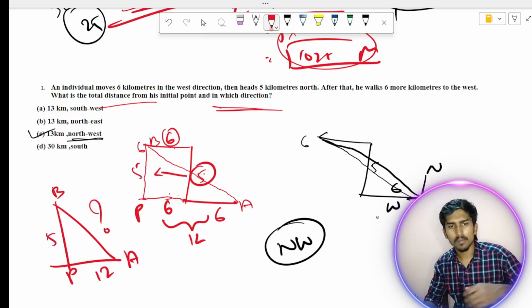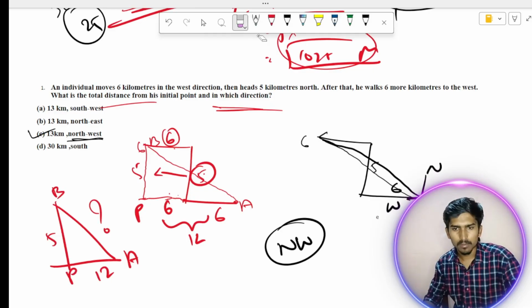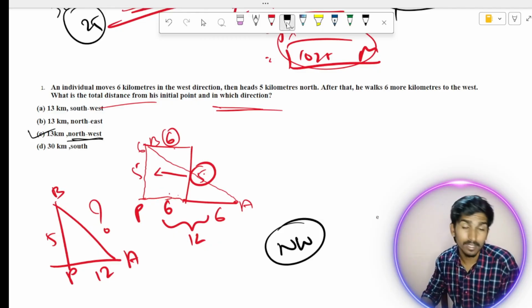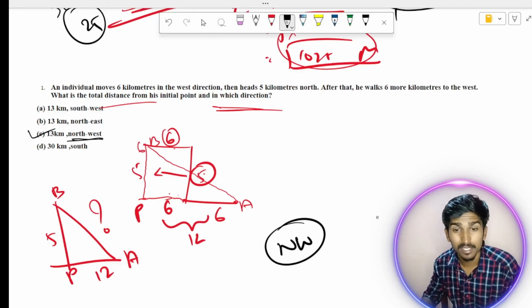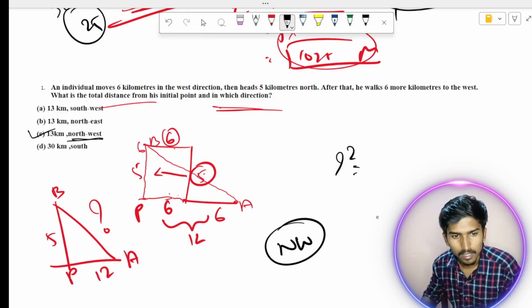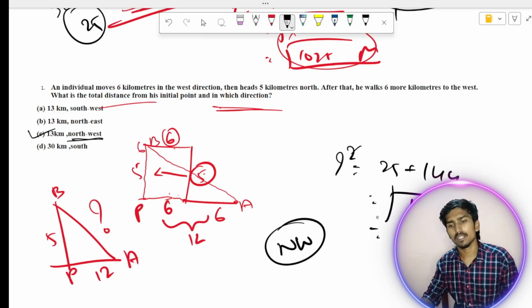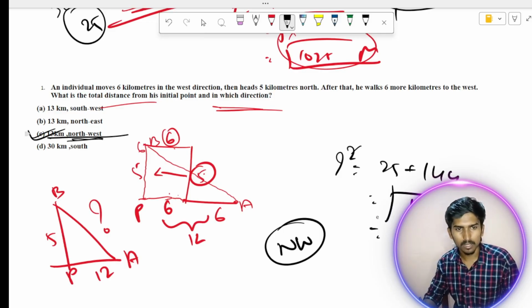the Pythagoras theorem. We easily find it by the formula. I'll do directly again. If you don't know, go and see the first 3 or 5 questions, you'll get the idea. 5 square is 25, plus 12 square is 144, that is 169. Square and square root cancel, root 169 is 13, that is 13 kilometers. Do we have the answer? Yes, 13 kilometers northwest.